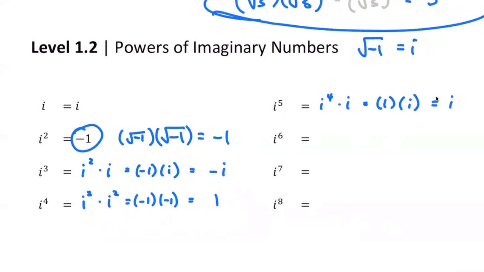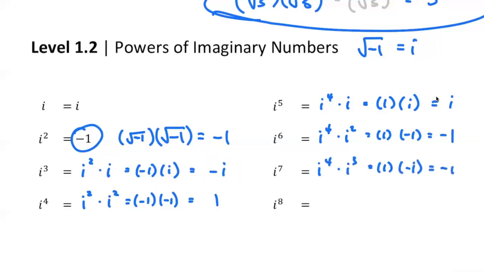What about i to the sixth power? Well, i to the sixth power is the same thing as i to the fourth power times i squared, which is 1 times, what's i squared? It's -1. So -1. What about i to the seventh power? We say it's i to the fourth power times i cubed, which is 1 times, what's i cubed? Oh, it's right here. It's -i. So we have -i as the answer.